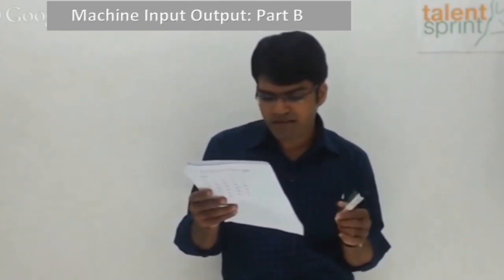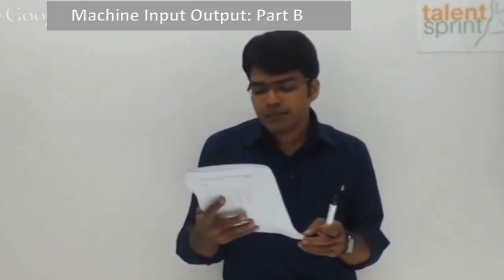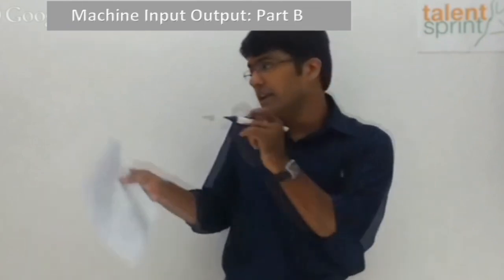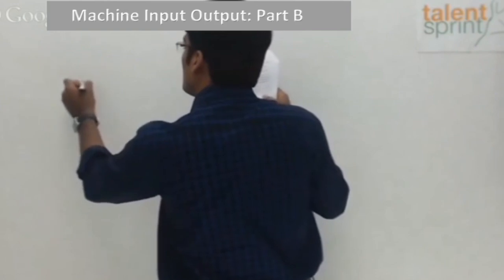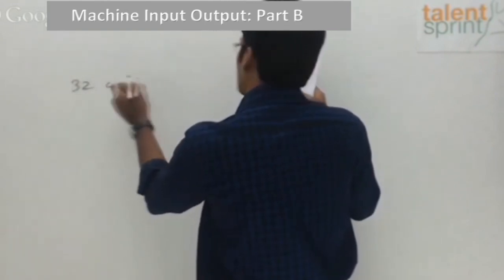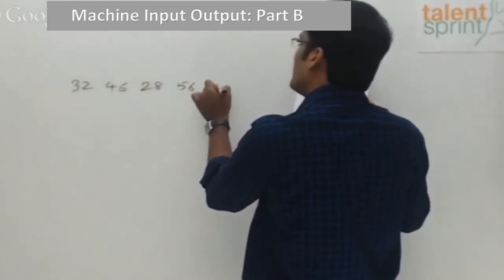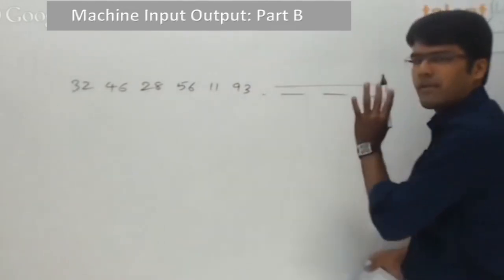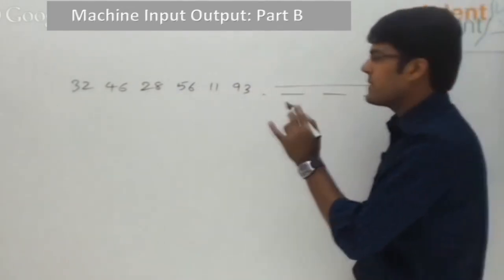32, 46, 28, 56, 11, 93. See, the point is this. Here, if you look at 11 and 93, the last, let's divide the numbers into 3 pairs. 32, 46, 28, 56, 11, and 93. And then we have words. You know, words are all in reverse alphabetical order, so no doubt with respect to that. Now look at the numbers. These are like pairs.